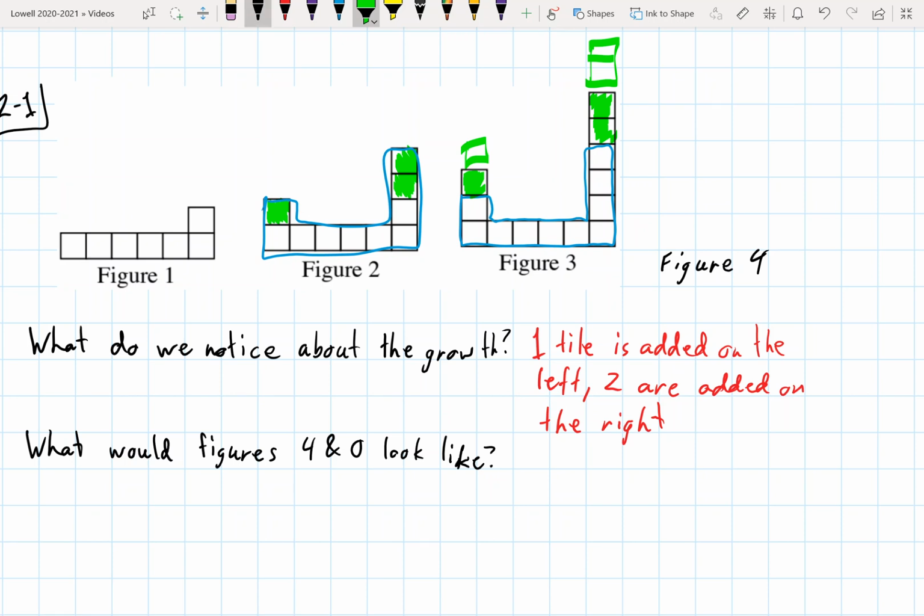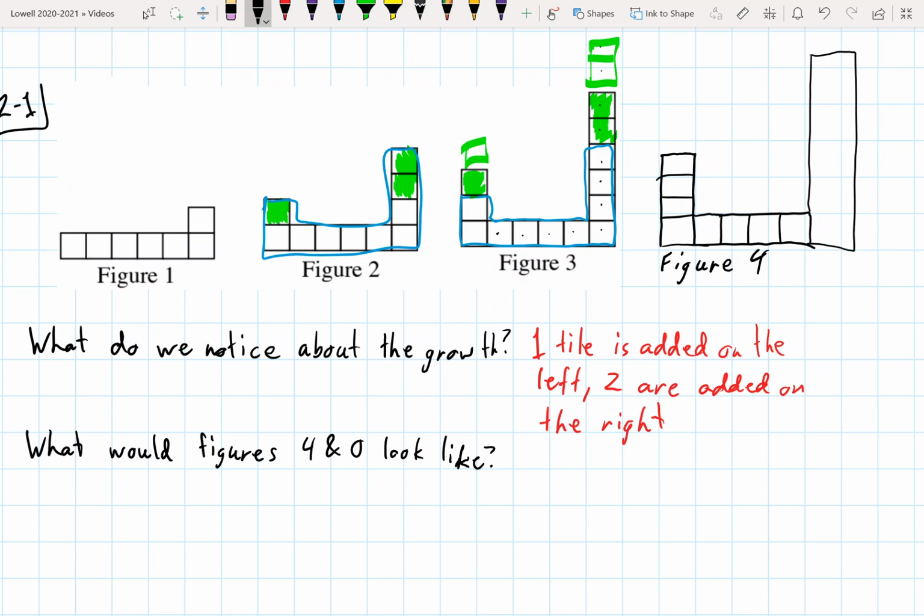So I think figure 4 is going to look something like this, and I'll try to draw it the same size roughly. Like so. 1, 2, 3, 4. Let's see, how many are in the bottom here? 1, 2, 3, 4. And then now I'm going to have 1, 2, 3, 4, 7, 8. So it might look something like this.